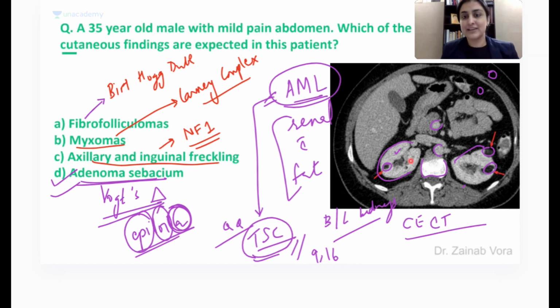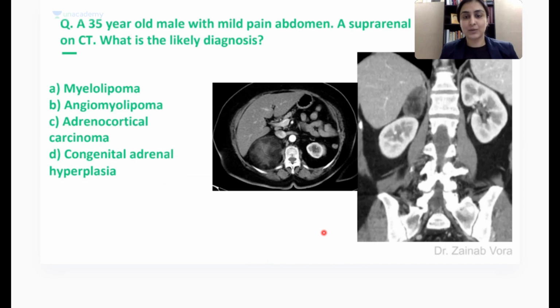Okay, so this is bilateral angiomyolipomas, tuberous sclerosis, adenoma sebaceum. Okay, so this is about TSC. All right, let's look at one more lesion now.